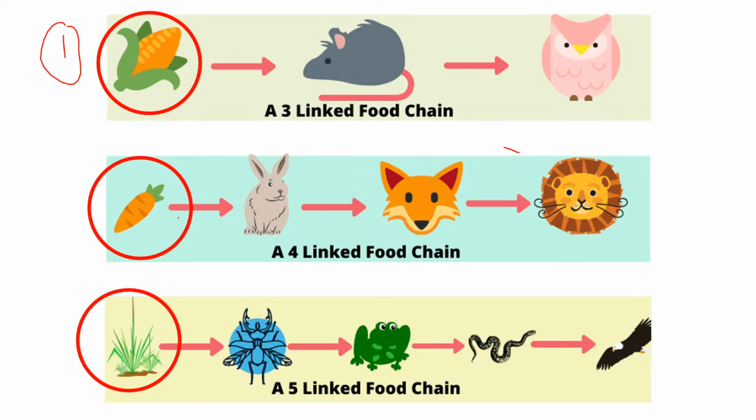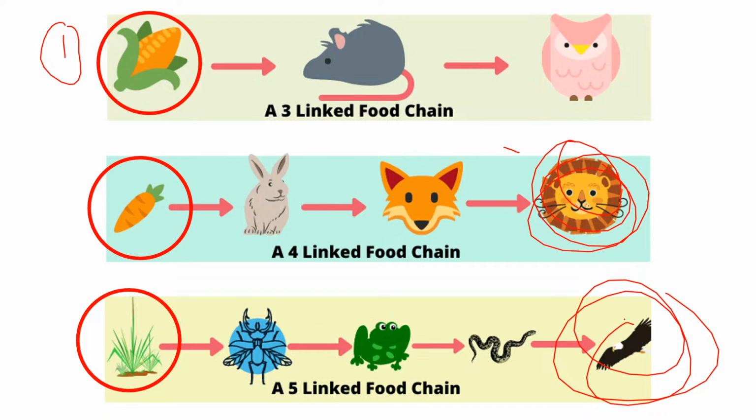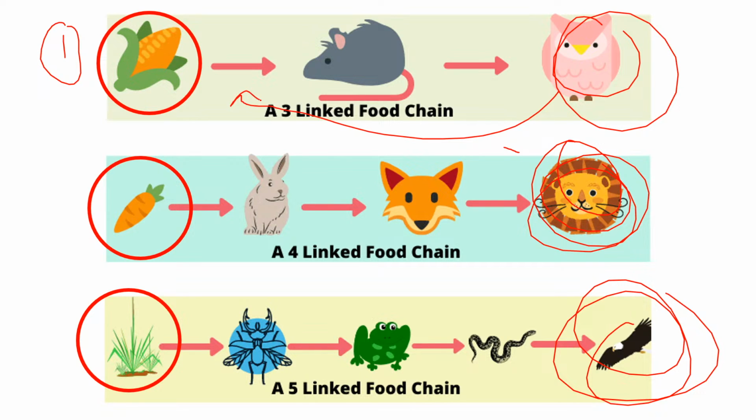Okay, ठीक है. Then there is a 4-linked food chain. A carrot will be eaten by a rabbit, the rabbit by a fox, then lion, tiger, anything. Basically कहने का मतलब ये है कि the end animal, or like eagles, owls, they are getting the nutrition which they need through these other animals, right?